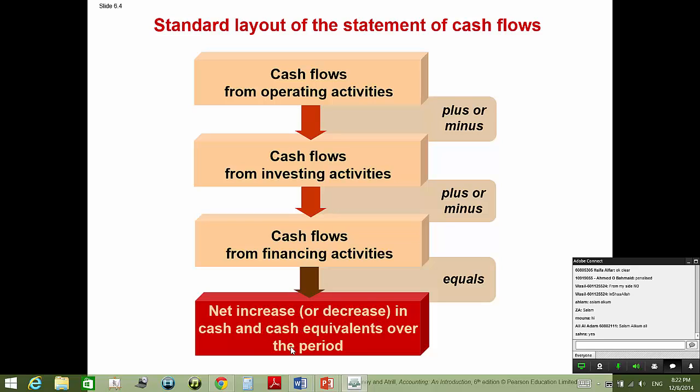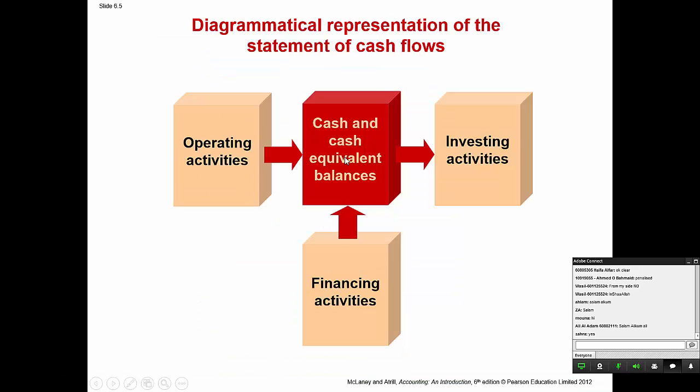That means we need to compare between two periods, for example, this year and last year. Then we will see if there is any increase or decrease in cash in the period. This is the normal flow of the cash in the business. Imagine that this is our business, and the business has cash and cash equivalent. We have cash in the business.